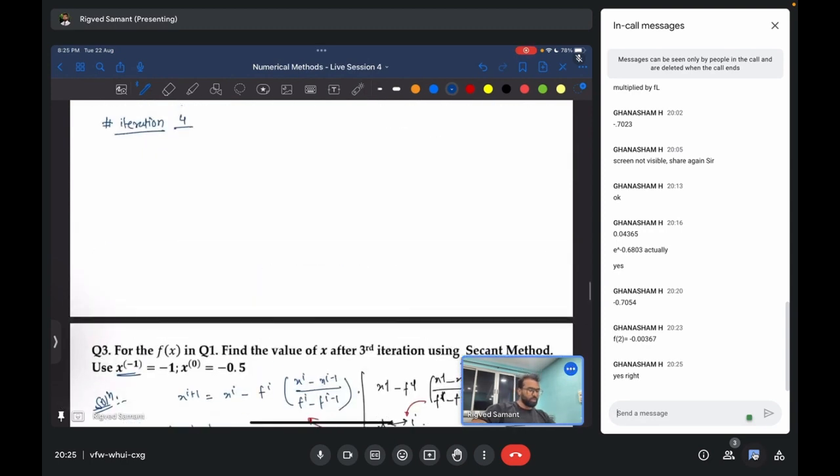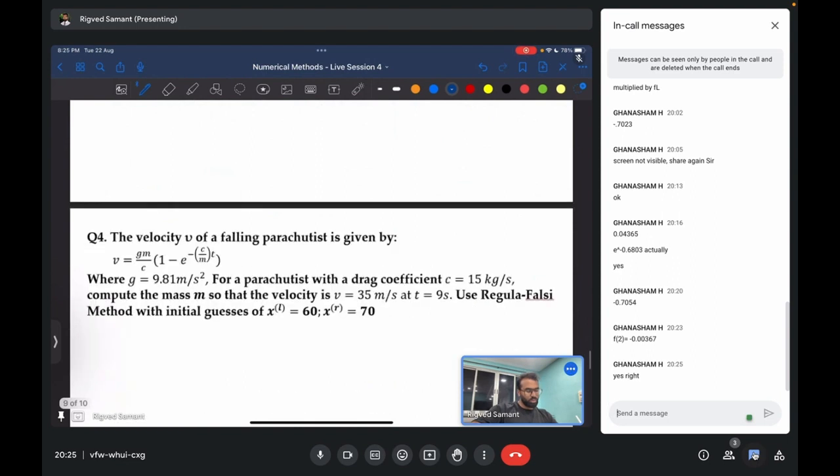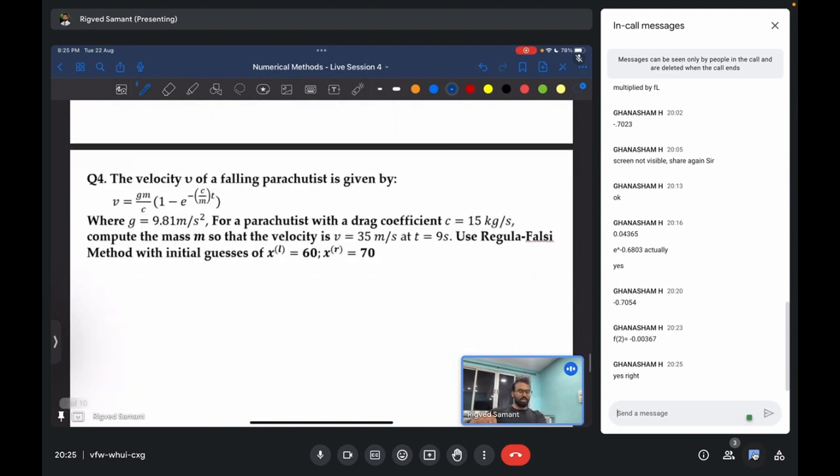So this is what your secant method is. So we'll first solve one numerical again related to Regula-Falsi, but this time it has given you some actual physical problem and is trying to tell you how to solve it. So we'll first see this and then we'll go to the Excel sheet and we'll see how the values differ and all. Okay.